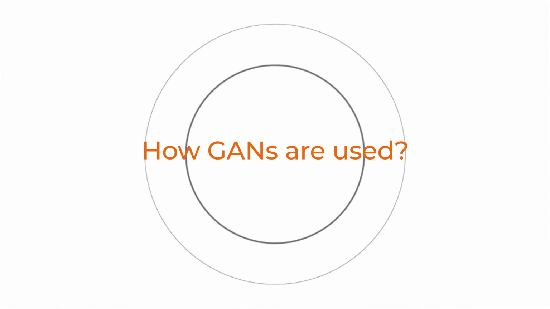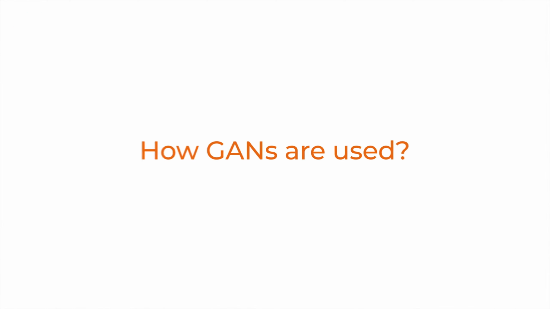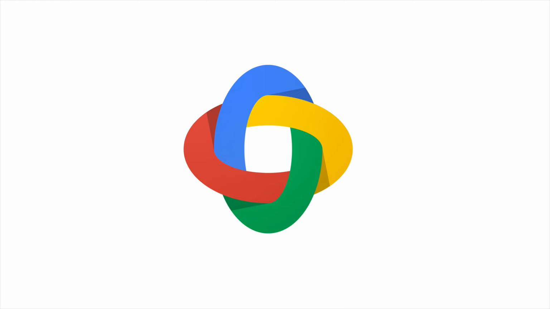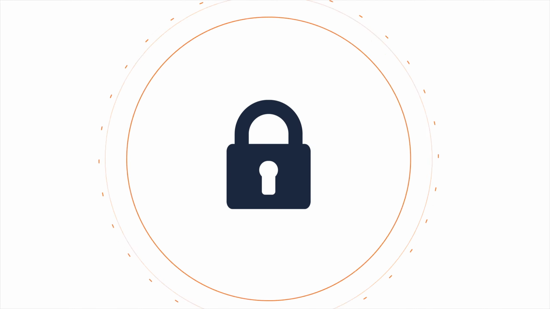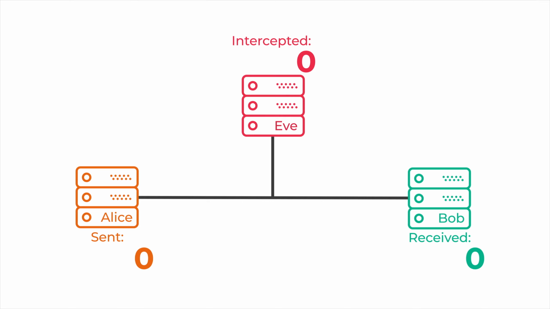GANs are used for a number of different applications. One of the best examples is a Google Brain project back in 2016. Researchers used GANs to develop a method of encryption. This project used three neural networks: Alice, Bob, and Eve. Alice's job was to send an encrypted message to Bob. Bob's job was to decode that message, while Eve's job was to intercept it.